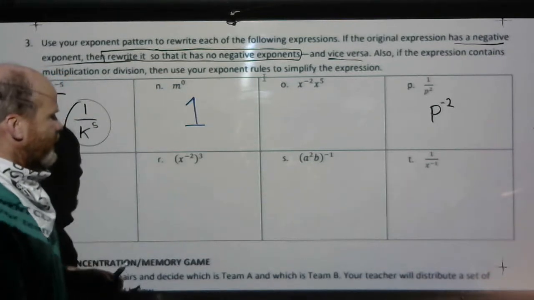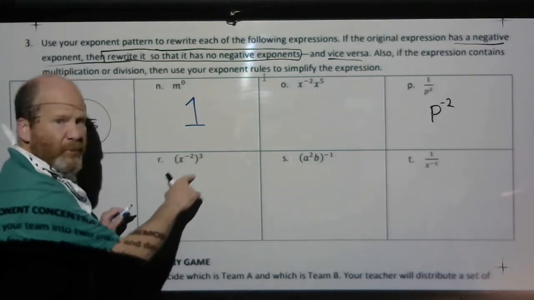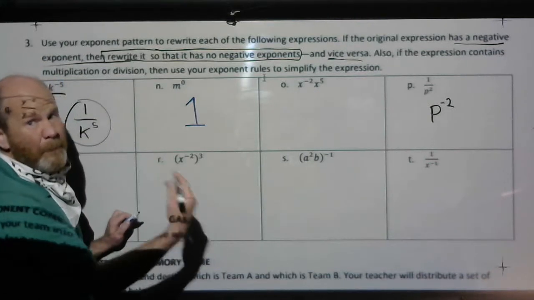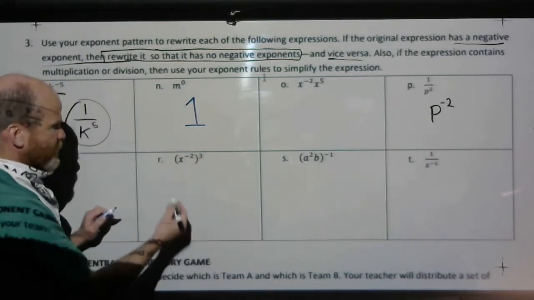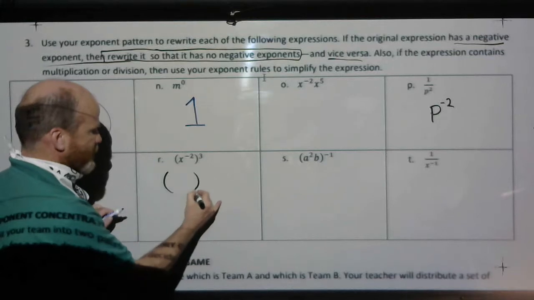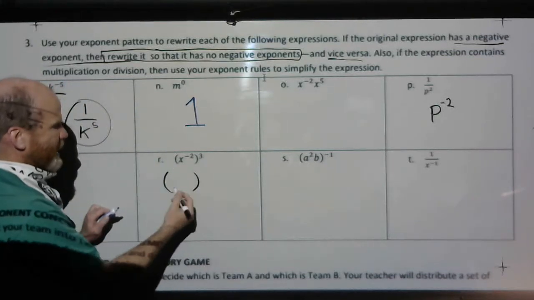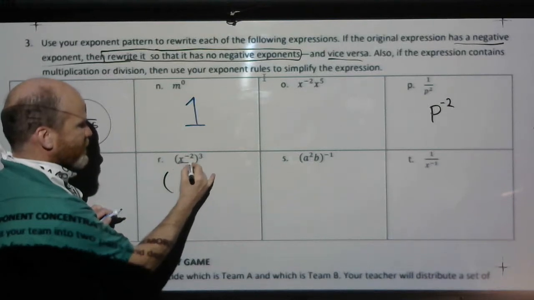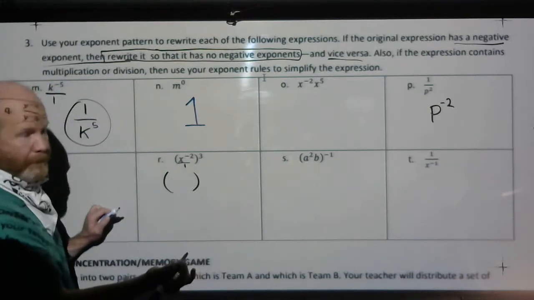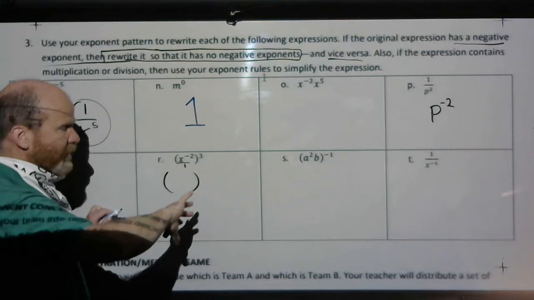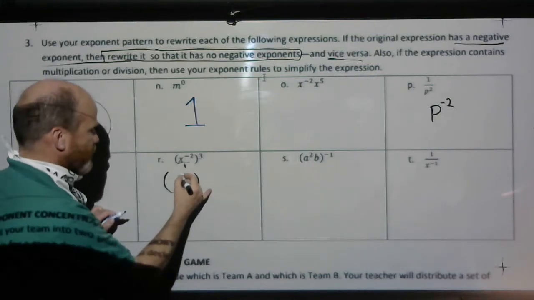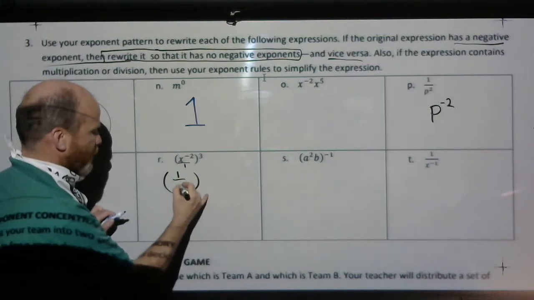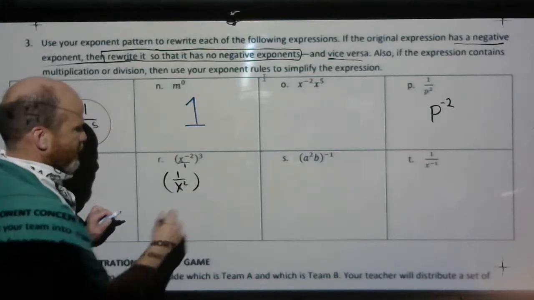Let's take a look at this one right here. So I see parentheses, and when I see parentheses, I'm thinking power rule, so I know there's a multiplication. But let's just start with order of operations. Let's do what's inside of the parentheses here. x to the negative 2 over 1. If I see a negative exponent, I'm going to flip it. I'm going to get the reciprocal. So this is going to be 1 over x squared.